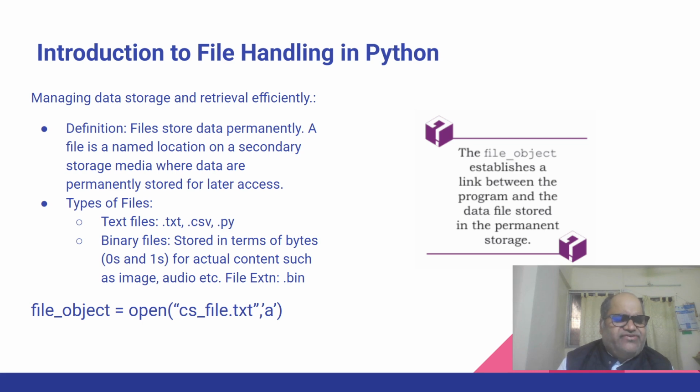Types of files. There are text files like .txt, .csv, or .py, the Python one that you do. Most of the time you'll be dealing with txt for writing your text data, CSV for writing your comma separated data, and Python for your normal Python code. And then there are binary files. Binary files are stored in terms of bytes, like zeros and ones, for actual content such as emails, audios, or compressed information of some kind, and they typically have the file extension .bin.